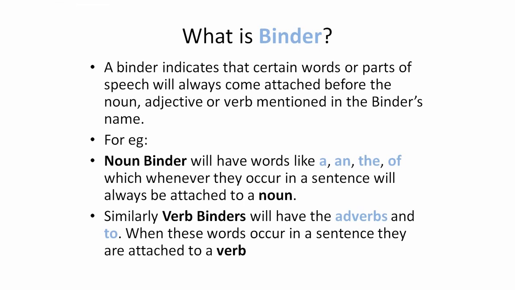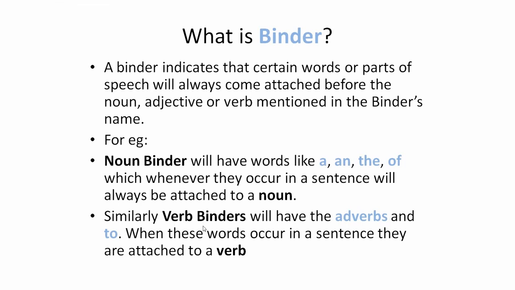For example, when we say noun binder, we have words like a, an, the, of. So whenever we say a, an, the, of, these are noun binders. So what do we mean by that? When you see a within a sentence, it is usually followed by a noun. The same goes with an, the, of. Whenever they occur in a sentence, they are usually bound with a noun. Therefore, we call them noun binders.